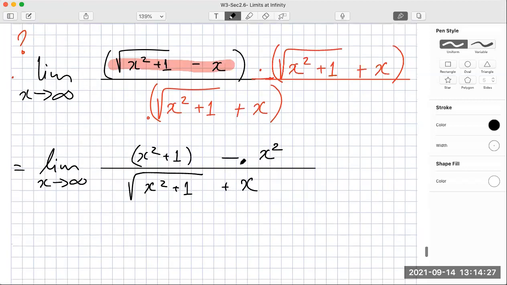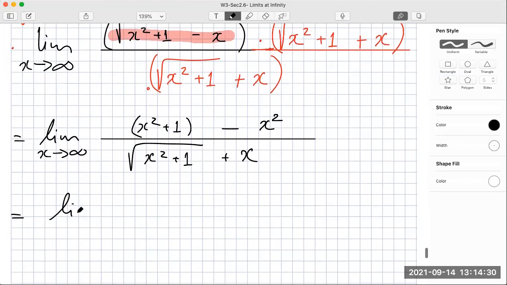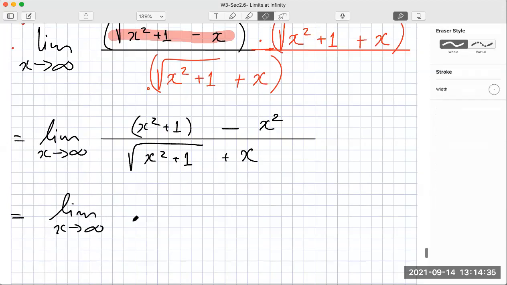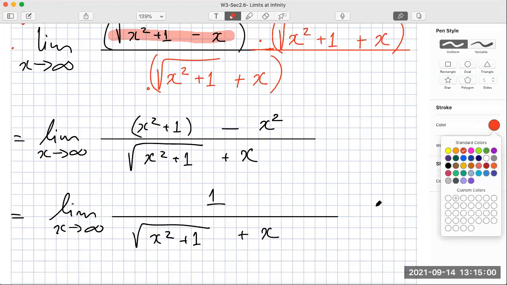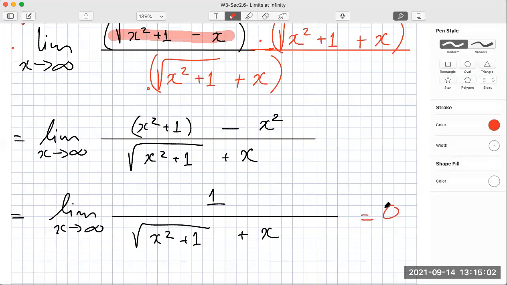Then can we simplify the numerator here? Yes, just 1. Oops, why did I do that? It is 1 divided by the denominator. Okay, a number divided by something, and that thing gets bigger and bigger as x goes to infinity. It means that 1 divided by very big numbers will finally be 0. Yeah, it is 0. Okay.